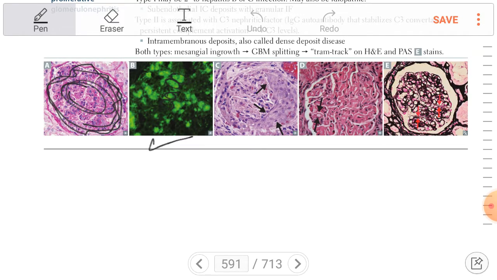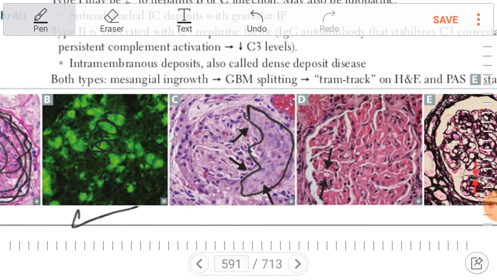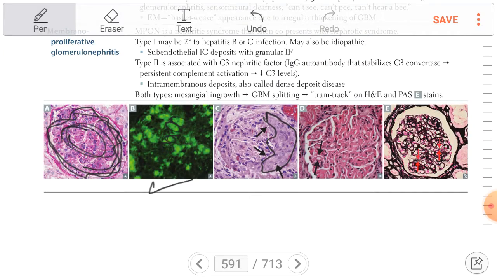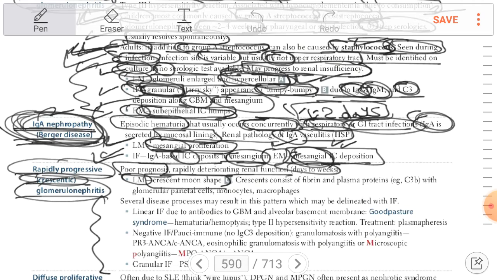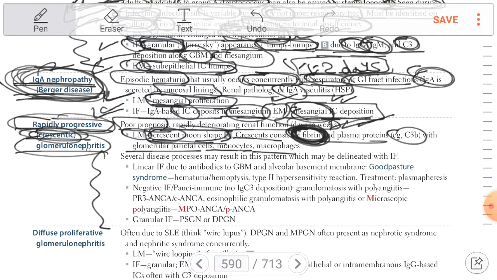So this is the crescent moon shape. It's a rapidly progressive glomerulonephritis. So crescents consist of what? Fibrin. It's asked in the exam. So the crescent is from fibrin, and there is also plasma protein C3b with glomerular parietal cells, monocytes, and macrophages. But it's fibrin.